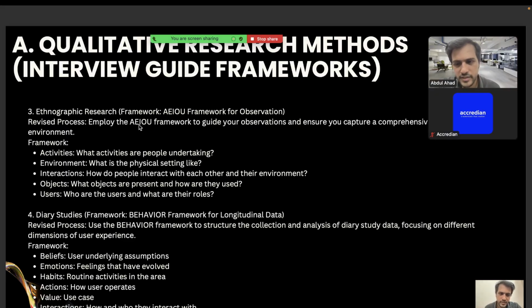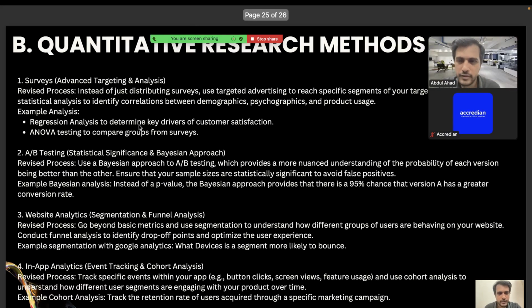Fourth, diary studies. As part of the diary studies, we try to give the power to the users, give them a diary, and ask them to share their observations with respect to what they are doing on a daily basis.